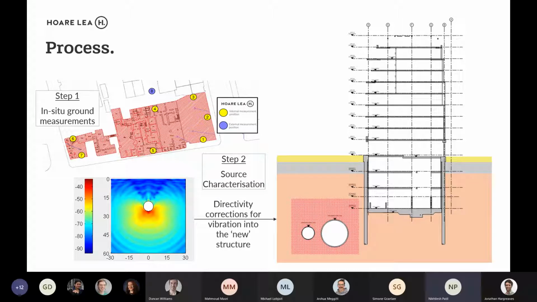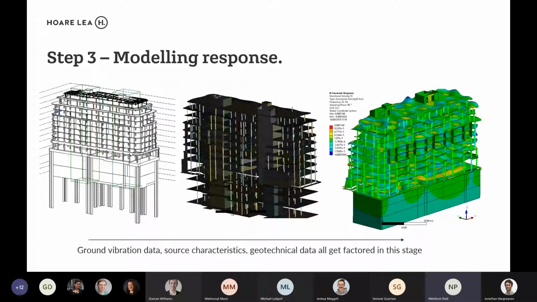Once that vibration is known, you can model it as an input into your structure to see how the structure couples with the soil, and the vibration and the dynamics. Once that's done, you model the geometry, the typical process, meshing, harmonic response, and all the ground vibration data, source characteristics, and geotechnical data get factored into the stage. This would give you essentially all the different vibration levels on different floor plates in different areas, horizontally as well as vertically.